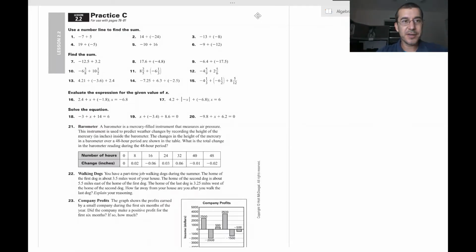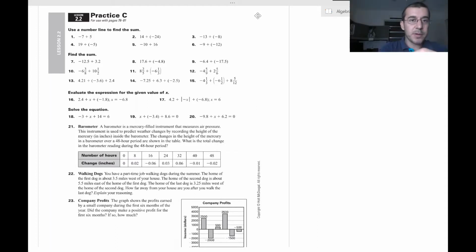This is Oliver. This is section 2.2 that we're solving practice problems for. This is practice C today. We have 23 problems for today. The topic is adding real numbers. So let's start. Use a number line to find the sum.